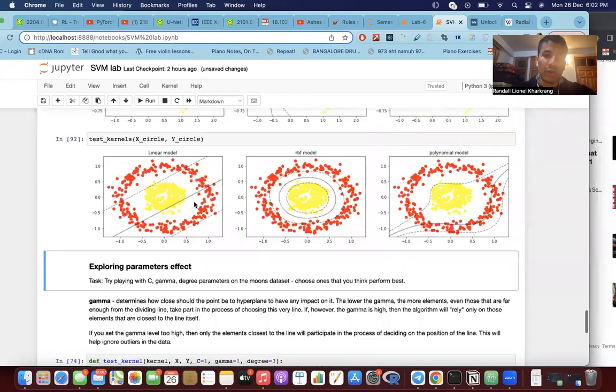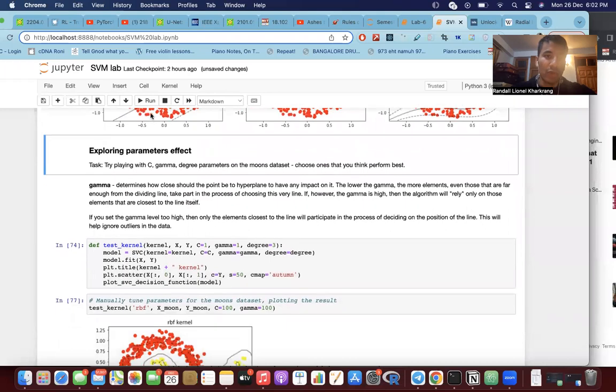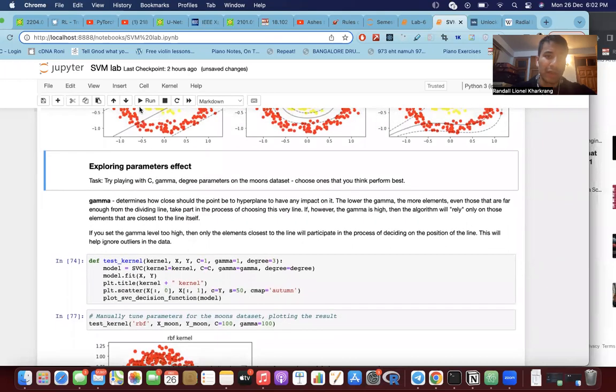Okay, so we've explored those kernels. Now we go on to explore the parameters. If you remember in the minimization formulation with constraints for SVM, we have a half norm of that W, the normal, plus some regularization term, C, and the sum of those slack variables.